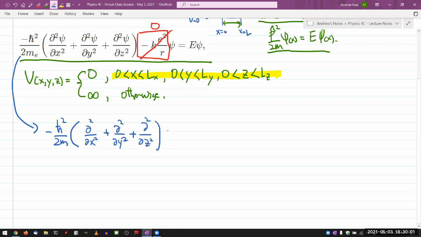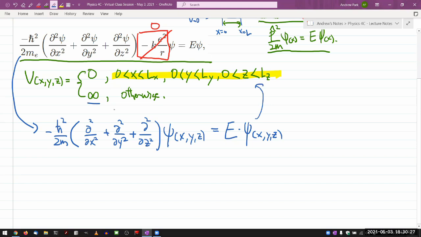All of them acting on some wave function as a function of x, y, and z is equal to some scalar coefficient times the same wave function as a function of x, y, and z. And only under this condition here. Outside, because the same argument applies.